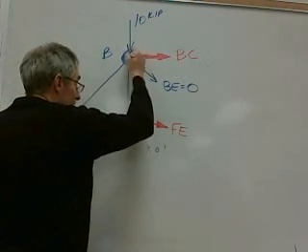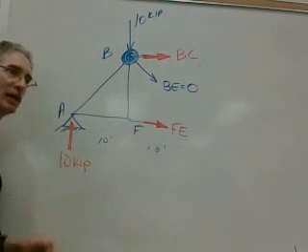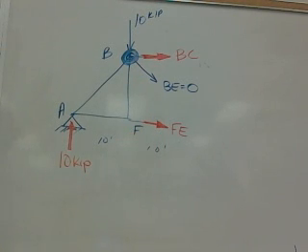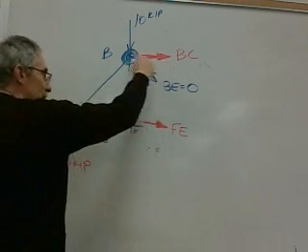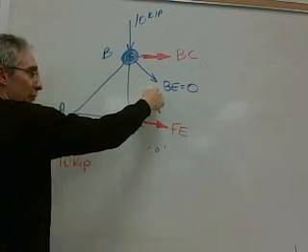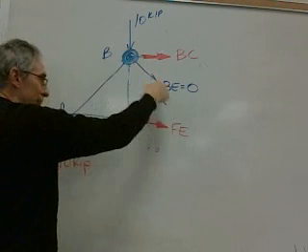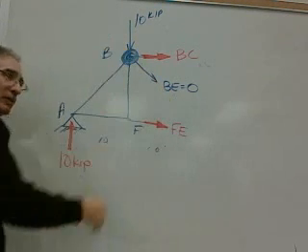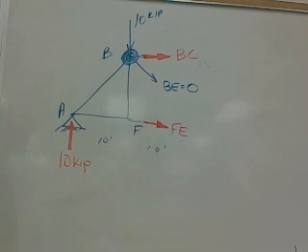B is a nice place to sum moments about if you're trying to find FE, because B cancels out the other unknown, BC. BE was 0, but if BE had a magnitude, it would cancel out too. It doesn't have to be going through the point, as long as it passes through that point, it cancels out? Yeah, as long as it passes. I wasn't sure when I was doing it. I tried to sum from B, but I put BC in there.